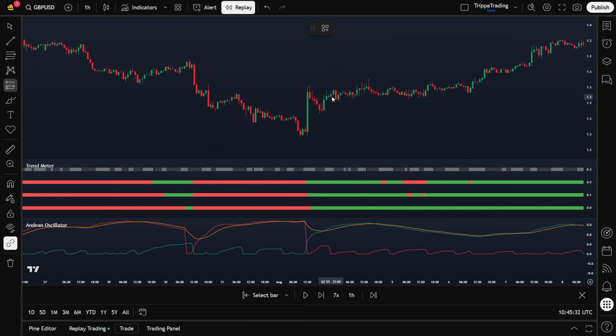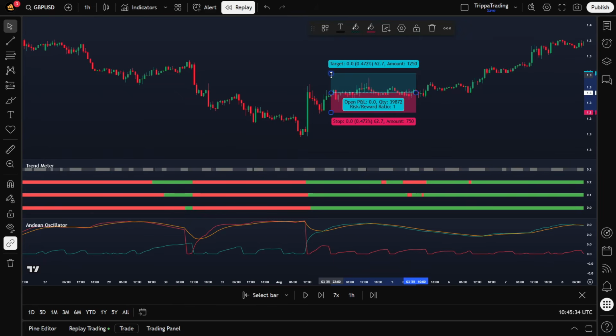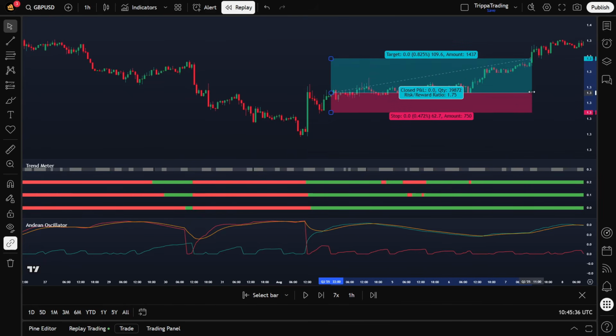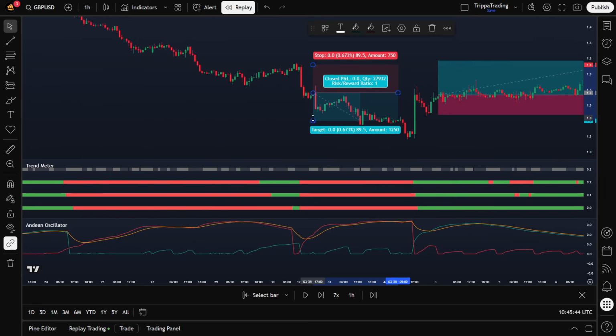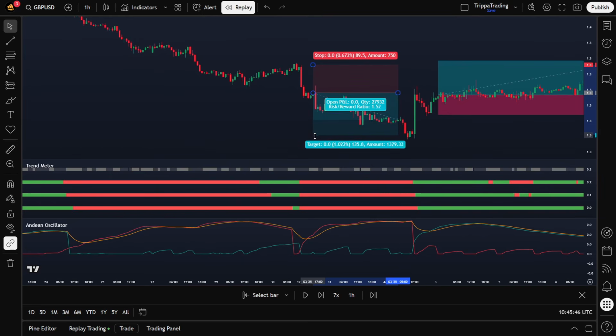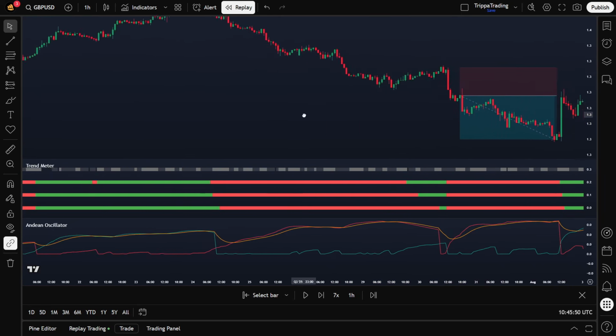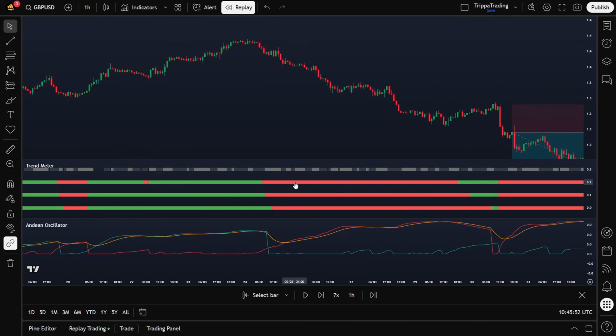This strategy is effective because it combines two layers of confirmation: trend strength and momentum synchronization. It's not about catching every move. It's about catching the right ones. Just remember, no strategy wins 100% of the time. The key is consistency and risk control. Try it on your charts, test it on different pairs or assets, and see how well it filters your trades.